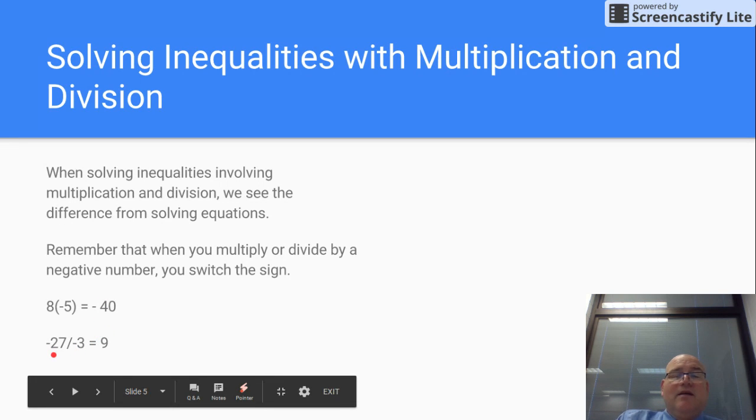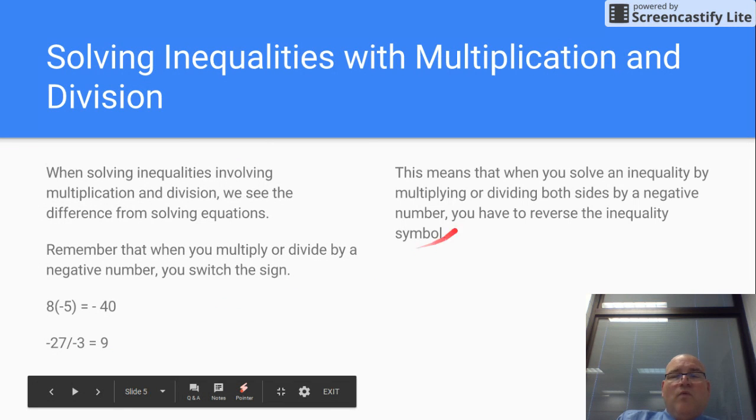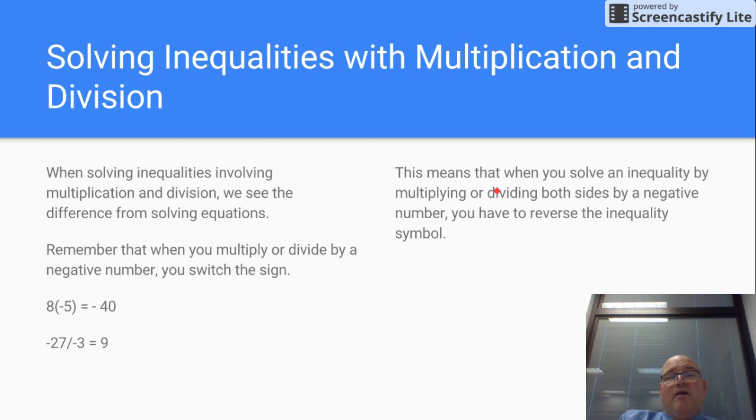Negative 27 divided by negative 3 started as a negative. Since we divided by a negative, we changed to a positive. That leads us to this. When you solve an inequality by multiplying or dividing both sides by a negative number, you have to reverse the inequality symbol.